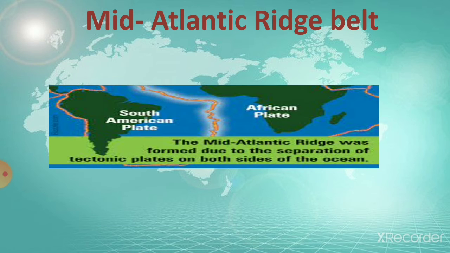Now the next one is the Mid-Atlantic Ridge Belt. The Mid-Atlantic Belt includes the Mid-Atlantic Ridge and adjoining islands. It records moderate earthquakes which are caused due to the moving of lithospheric plates in opposite directions.